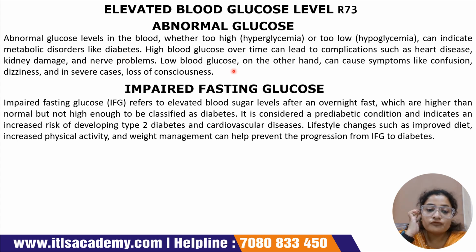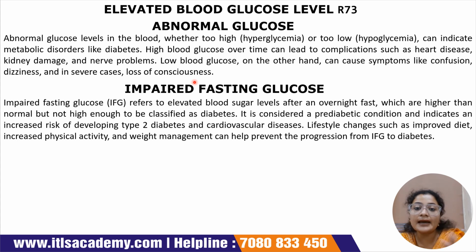High blood sugar over time can lead to complications such as heart disease, kidney damage, and nerve problems. Over time means if it's not managed, if it's not treated, if it is not under control, if it is untreated as well as uncontrolled, then it will eventually lead to all these further complications. And if it's low blood glucose, then it can cause symptoms like confusion, dizziness, and in severe cases loss of consciousness.